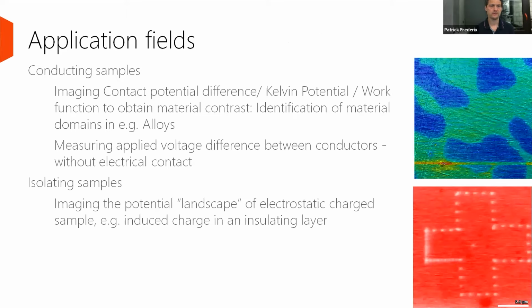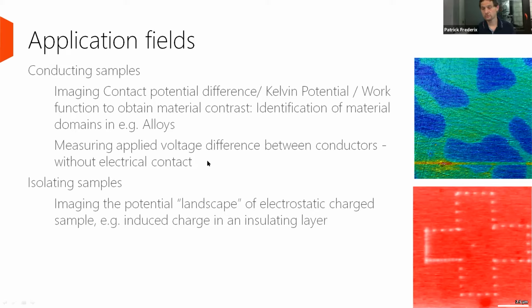What can you do with it? You can look at conducting samples and image the contact potential difference between the tip and the sample, also called Kelvin potential, hence the name, or work function, and that gives you a material contrast on your sample. For example, to identify material domains in a metal alloy, as you see here on the right. This is also an image that Dalia showed last week. It's a stainless steel with some ferromagnetic and non-ferromagnetic parts in it, and they clearly have a different contact potential.